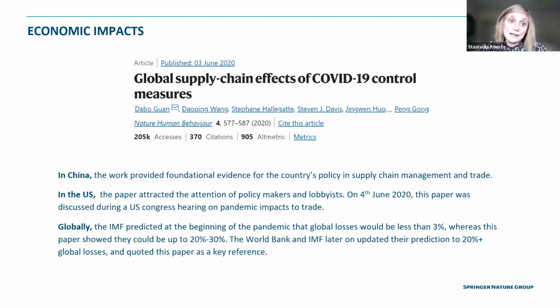So public health and well-being were, of course, the first victims of the pandemic, but the economic impacts were also enormous. In this paper, which we published in the first few months of the pandemic, the authors again used mathematical modeling to estimate and project the effects of lockdowns on supply chains, and also make recommendations on how to minimize those impacts, which they were projecting to be quite substantial.